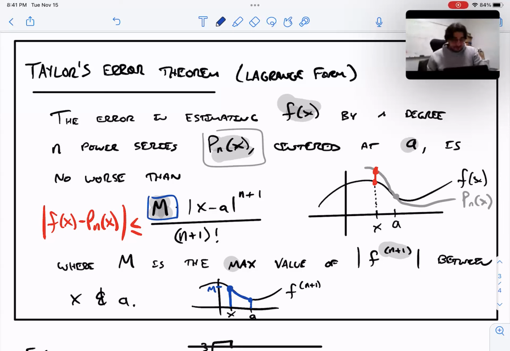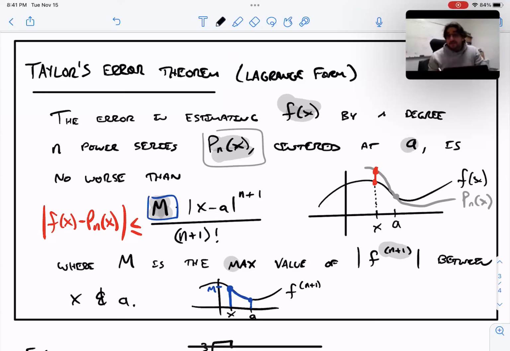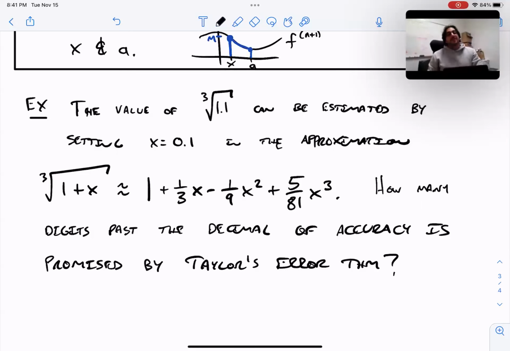It could really be anywhere between x and a, right? But that's what M represents. So let's look at this now in a specific example. Let's apply Taylor's error theorem. In particular, let's look at this example that we did in a previous video.